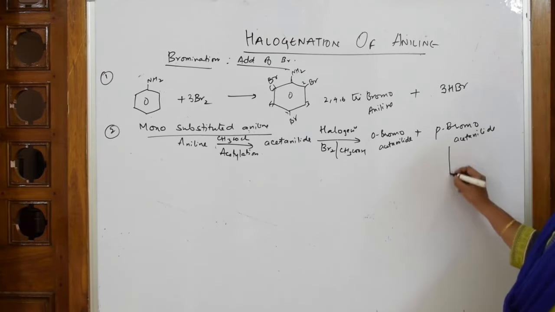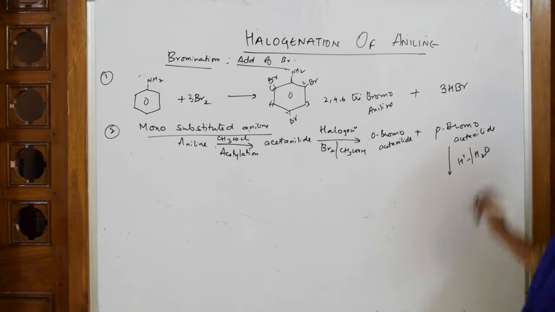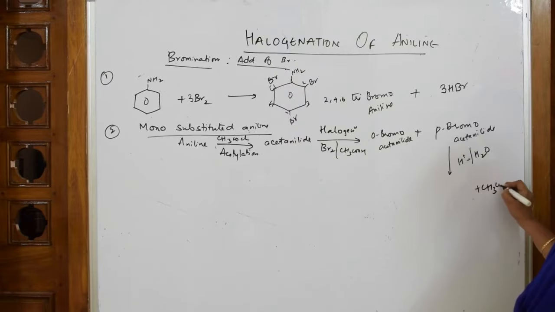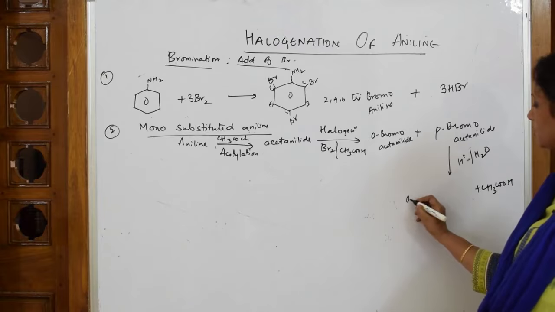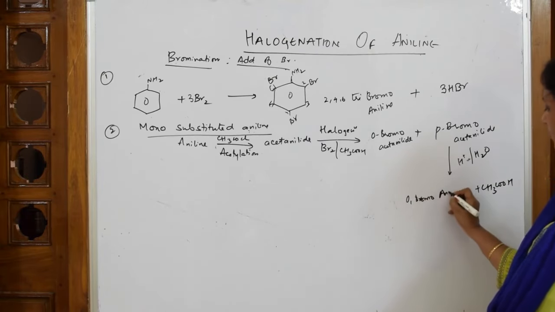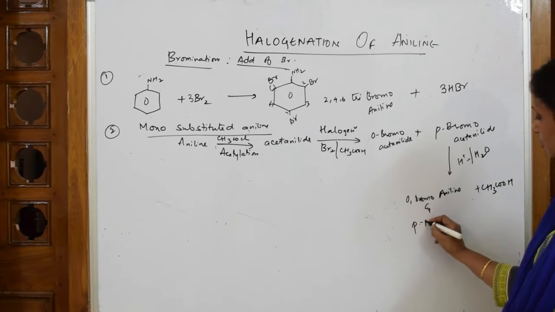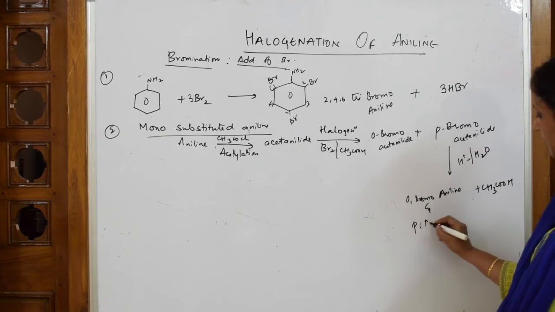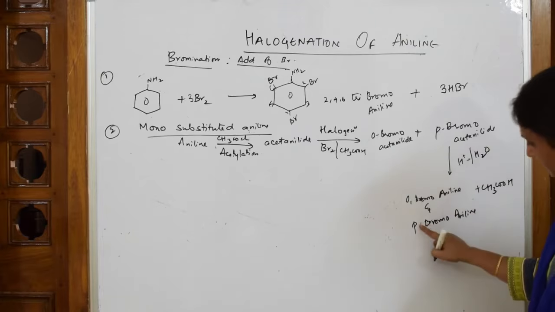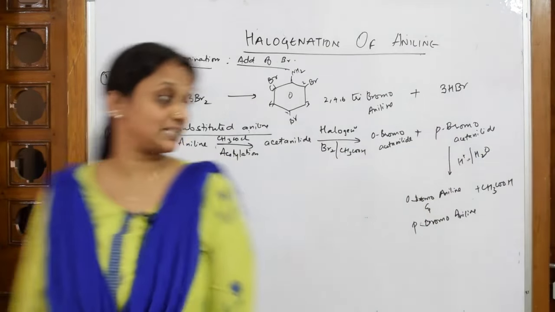This, on further hydrolysis, the acetic acid comes out and you get orthobromoaniline and parabromoaniline. Okay, this is your thing. So let us write orthobromoaniline. This is your compound. Let's write the reaction now.